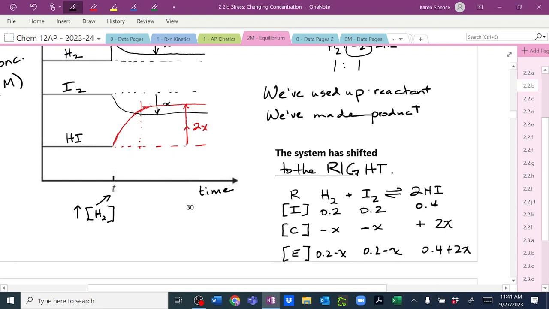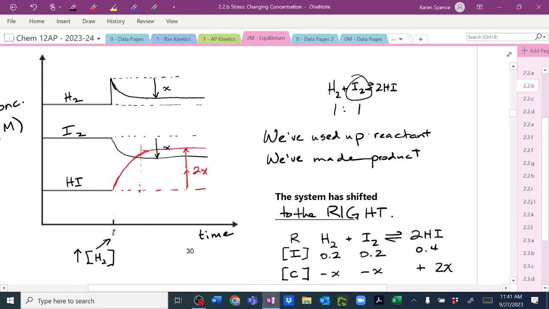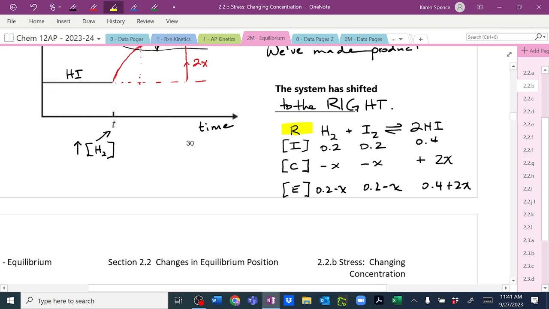Please excuse the fact that these numbers don't match what's on the graph at all, because they really don't, okay? But that's where we're going to get to eventually. You can just ignore that for now, because we're not there yet. That's section 2.3. But look what we've made. We have made a RICE table.